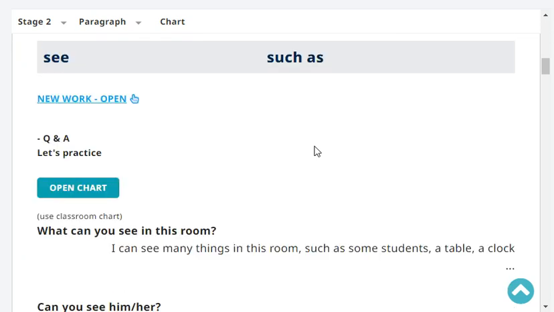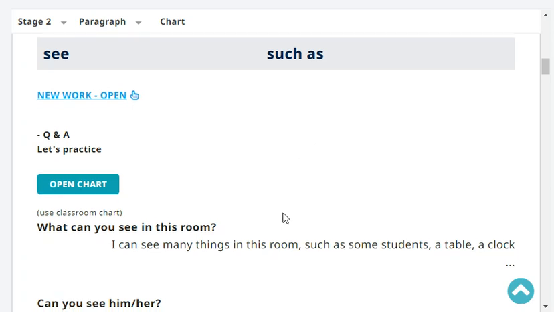What can you see in this room? I can see many things in that room, such as some books, a table, some chairs, some pictures, etc. Very good.